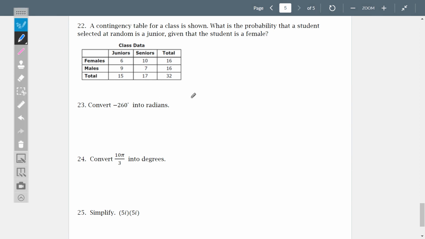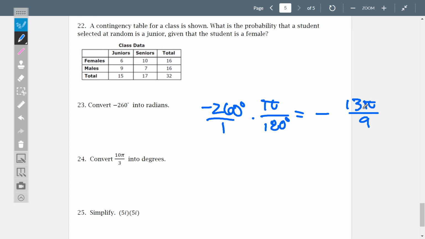Number 23, convert negative 260 degrees into radians. So negative 260 degrees over 1 multiplied by pi over 180 degrees. So 260 over 180 simplifies to 13 over 9. So this is negative 13 pi over 9.